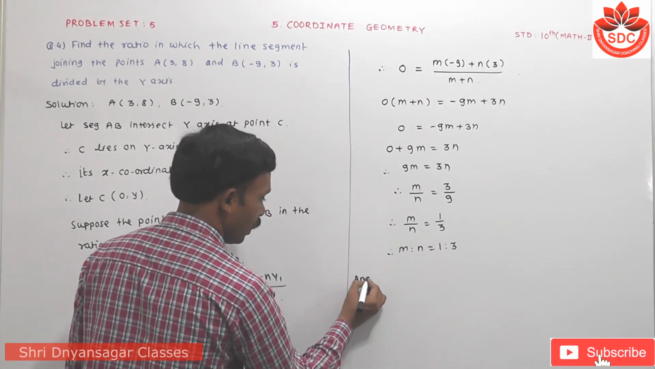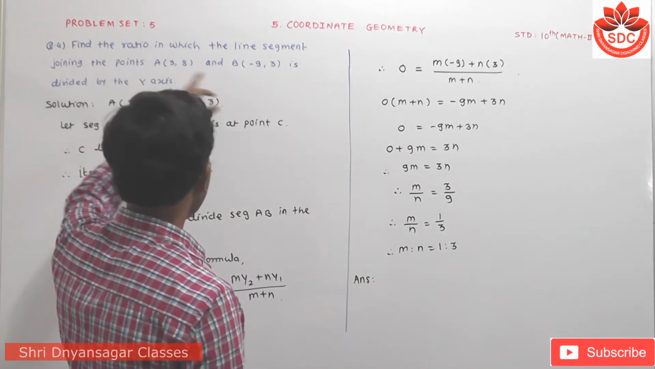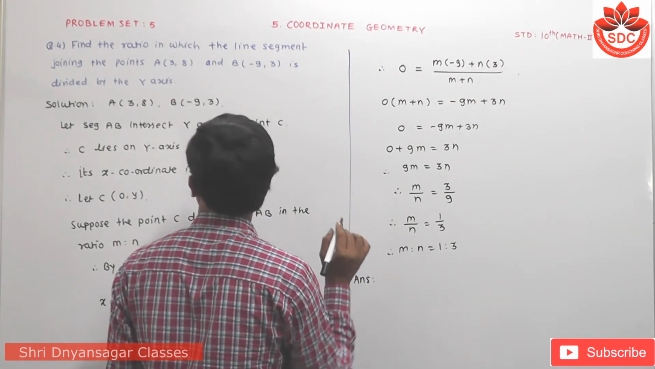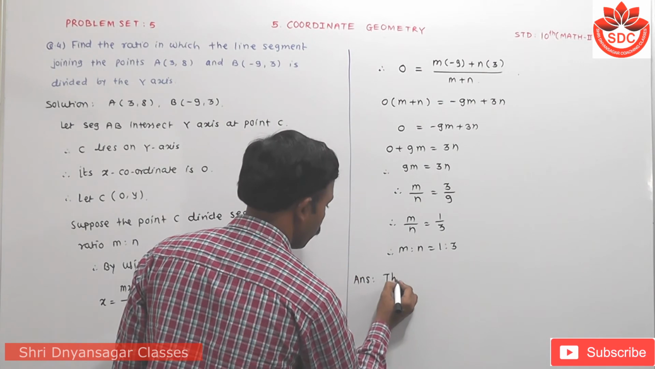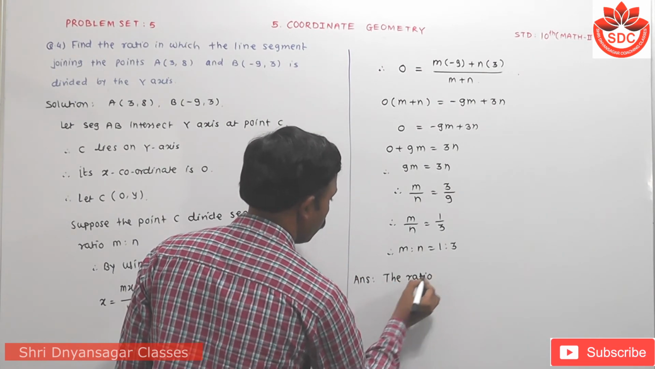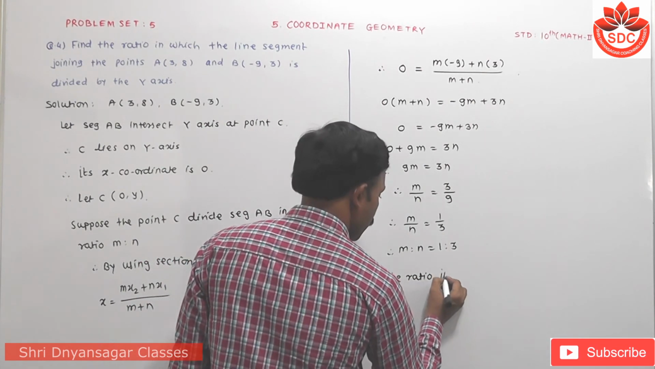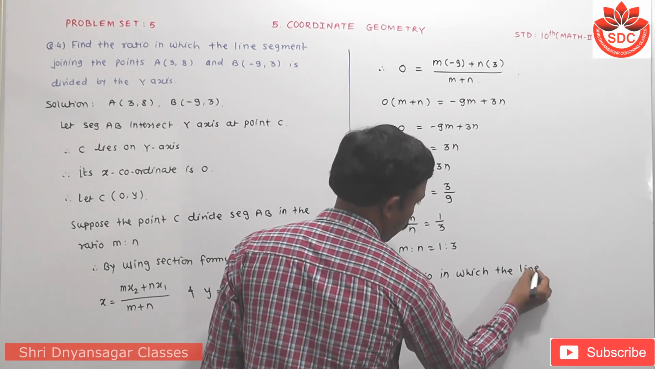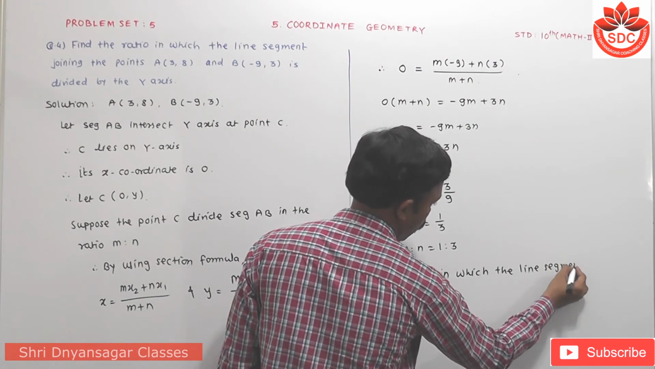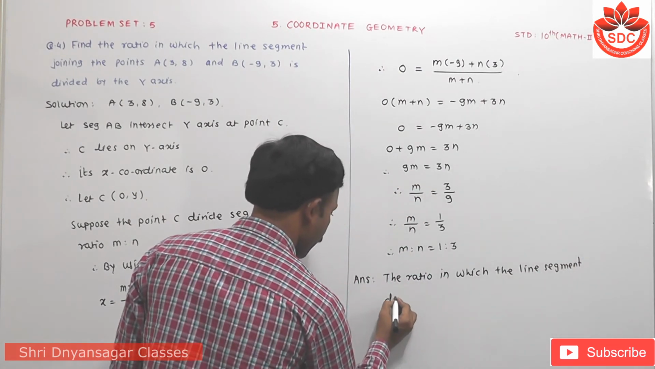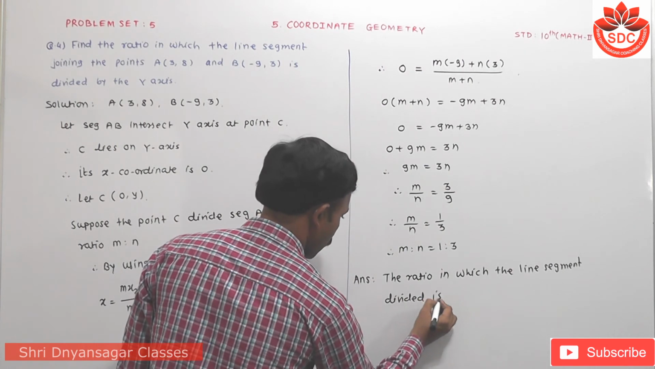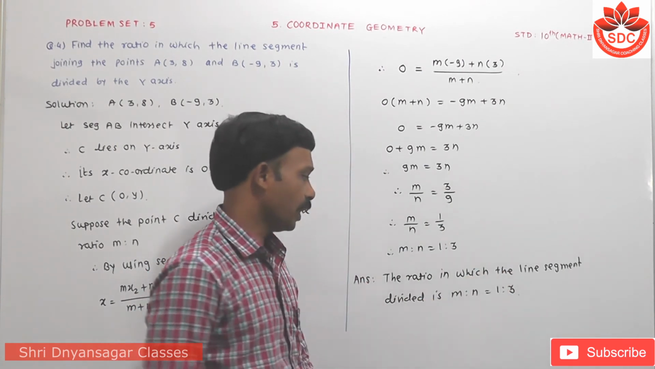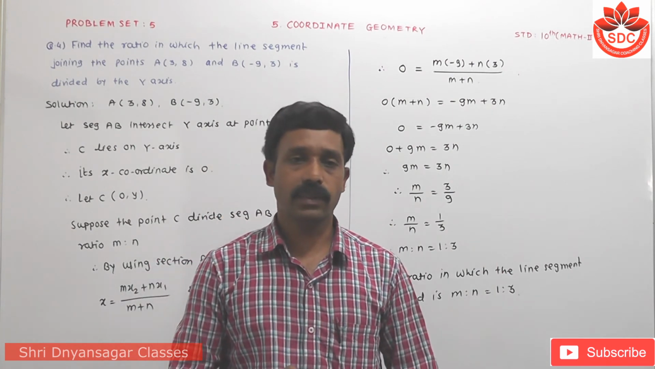Therefore the answer in full sentence. Answer. Find the ratio in which the line segment joining the points is divided by the y-axis. Therefore the ratio in which the line segment is divided is m as to n is equal to 1 as to 3. Can you understand this? Okay, we take next question.